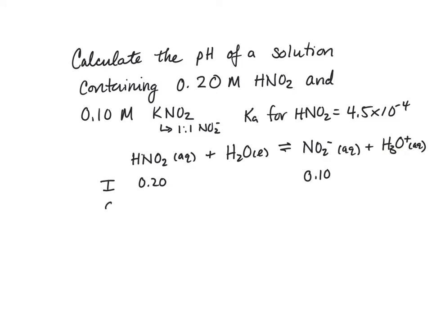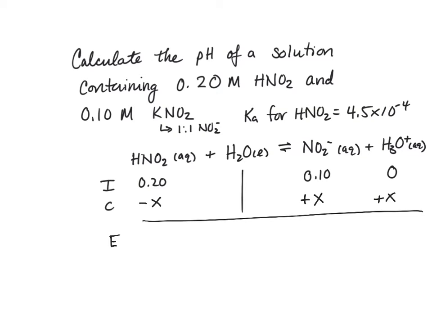So for the change, we do have one reactant present. Water we're not going to worry about. And we do have some product present. But we don't have any H3O plus, no hydronium ion present. And so with that, we know that some products must be formed to reach equilibrium. So we're going to have minus X for HNO2, plus X for NO2 minus, and plus X for H3O plus.